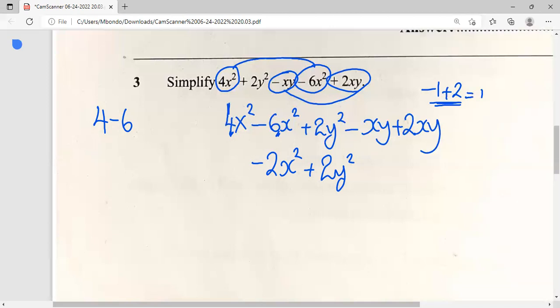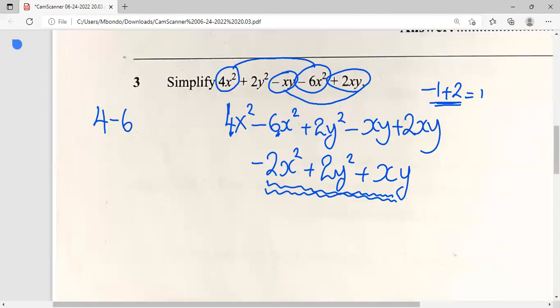Therefore, even here, we are going to bring x, y. We can actually put 1, but it's one and the same thing. All right? This is what is supposed to be our answer.